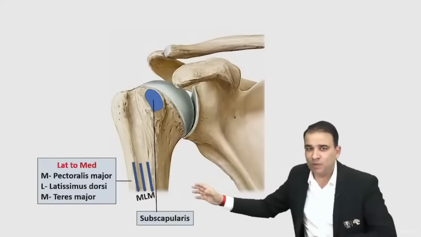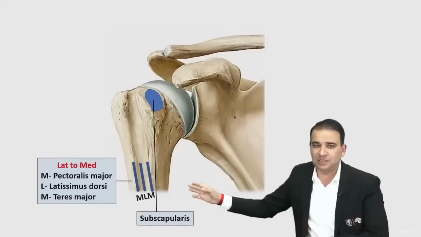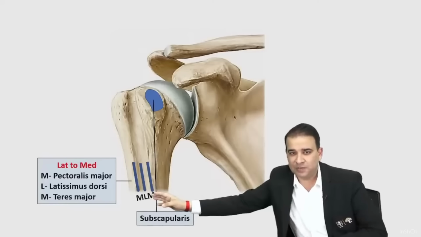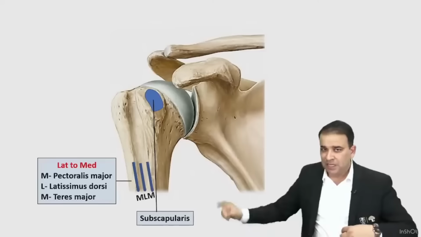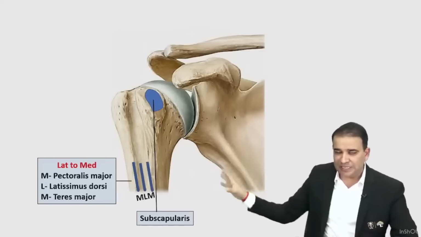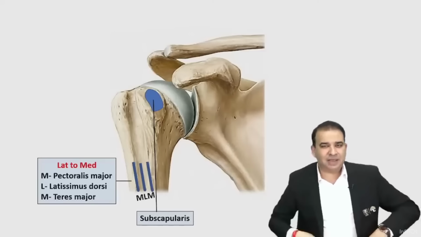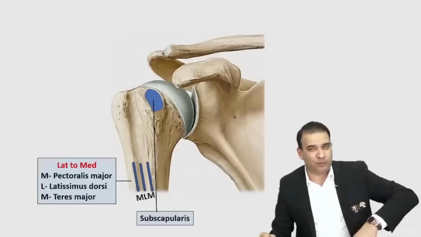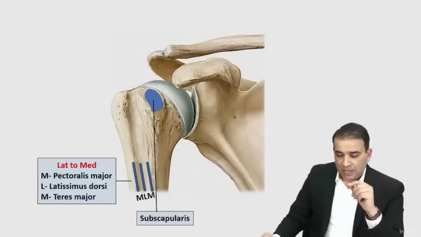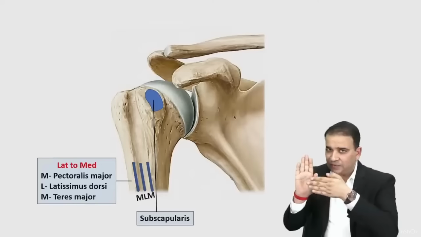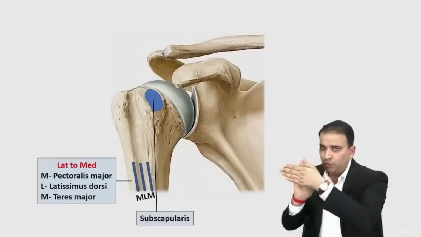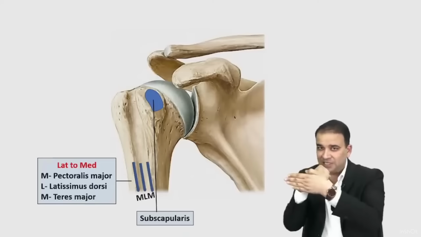So from lateral to medial side, we have the pectoralis major, the latissimus dorsi, and then the teres major. The reason I'm grouping these muscles together is that it doesn't make a difference where the muscle originates from; insertion is important. Subscapularis is coming from the anterior surface of the scapula, and it is going toward the front of the humerus.